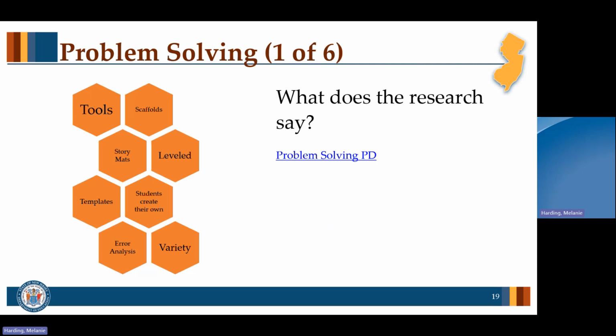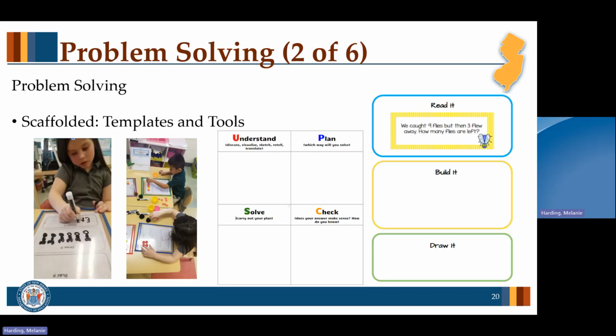Templates to help them solve. I'll show you a couple of those. Students should be creating their own. Remember, we don't want children to just be decontextualizing a problem. They should put context to it, have them contextualize a problem. So here's some templates that you could use.